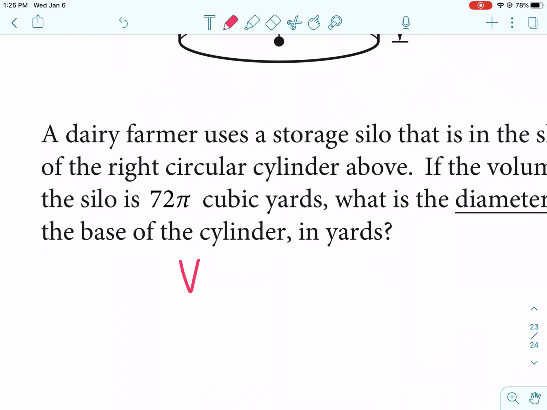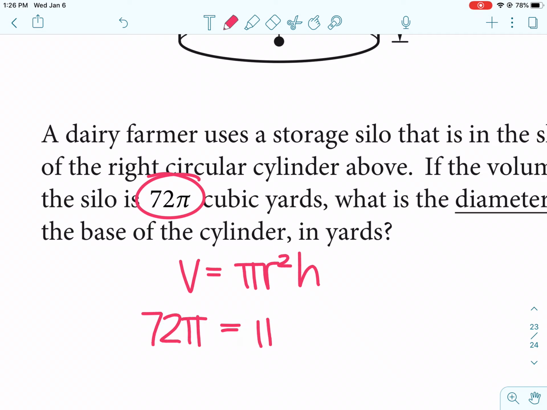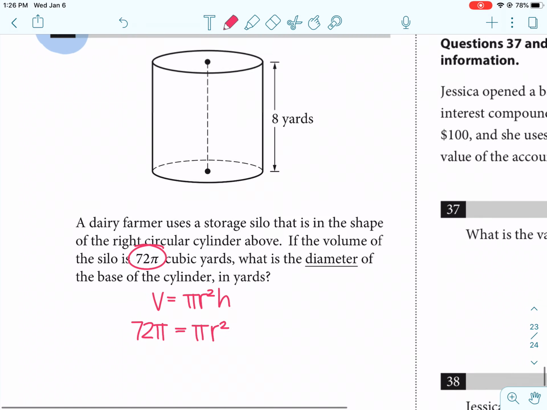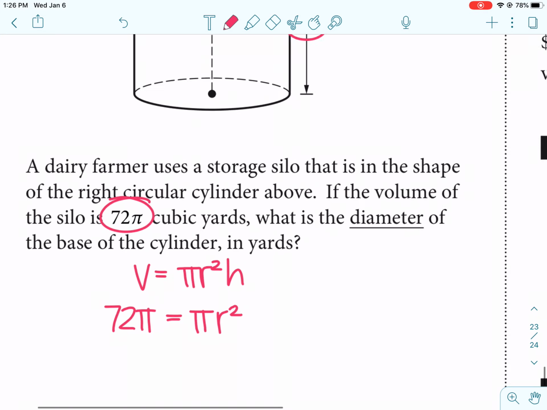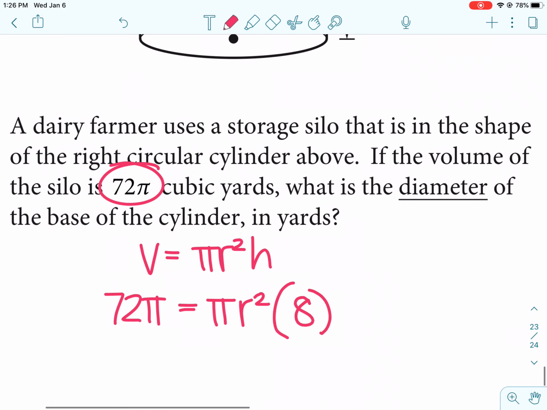I'm going to write down that formula and fill in what I know. Pi r squared h. They actually gave us the volume, so that's going in for V. We're looking for the diameter, which we'll find by using the radius, which I don't know yet. If you look at the picture, the height is 8 yards. Remember the height is the distance between the two bases. So this is times 8.